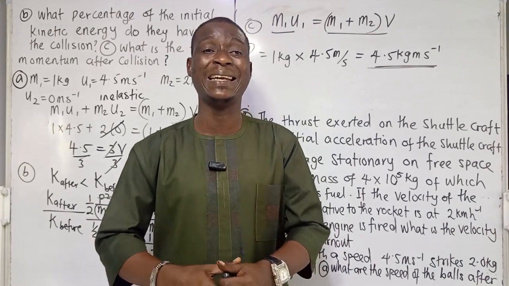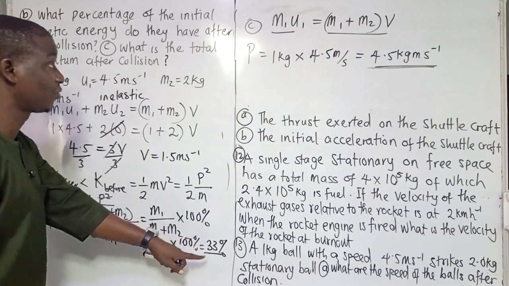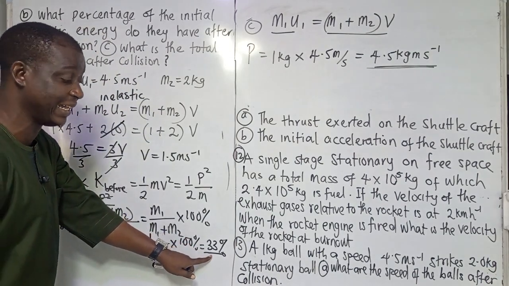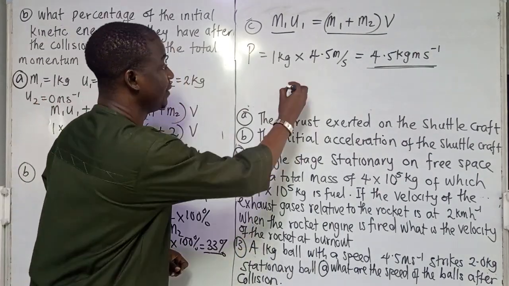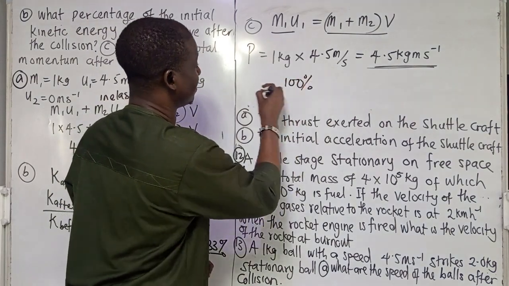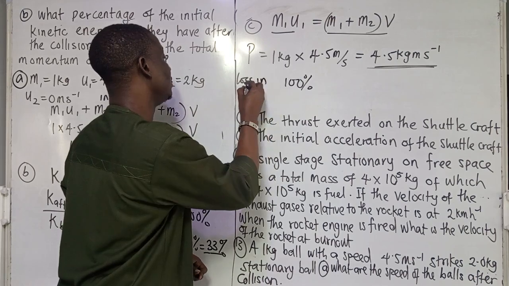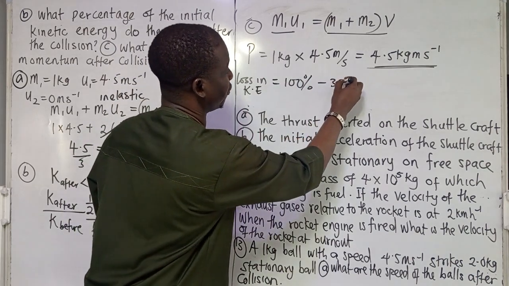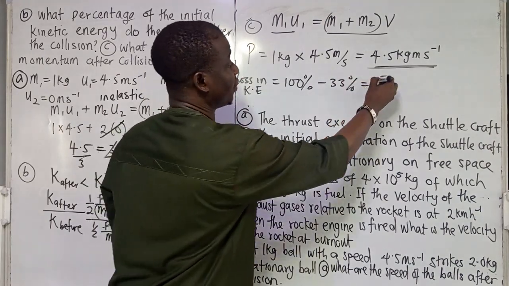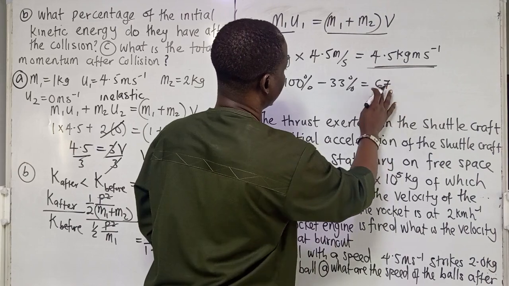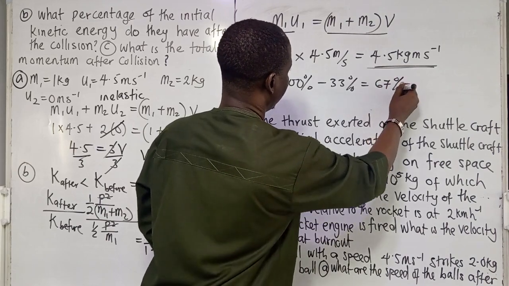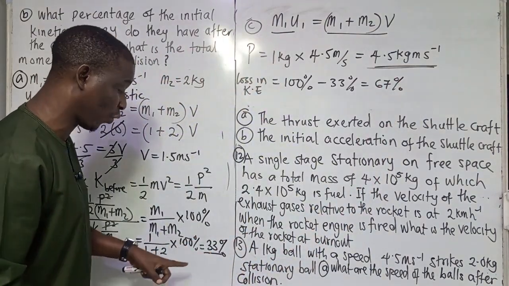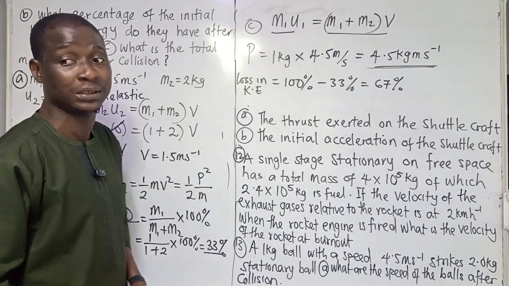And to calculate the kinetic energy that is lost, if they ask us to calculate the kinetic energy that is lost, what I will just do is remove this 33%, the loss in kinetic energy. I will just say 100 minus 33%, and that will give us 67 percent. So if I want to calculate the loss, I will just remove it from 100.